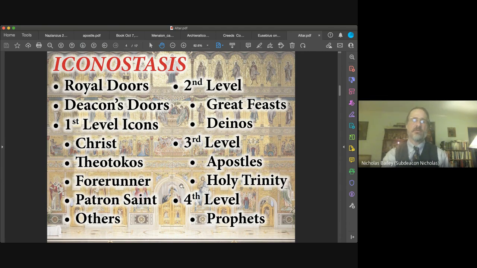To the side of the Theotokos, you will have an icon of St. John the Forerunner. And then to the side of Christ, you'll have the patron saint of the temple. Going out further on either side, if there's room, you'll have various saints that are highly revered in that particular community, like St. Nicholas, or maybe St. Herman of Alaska. That will depend upon the congregation.